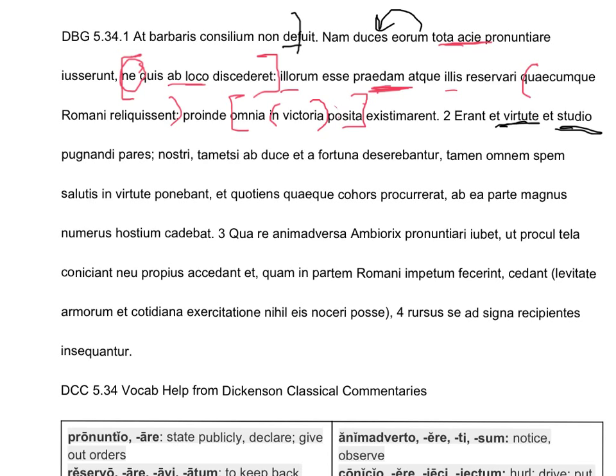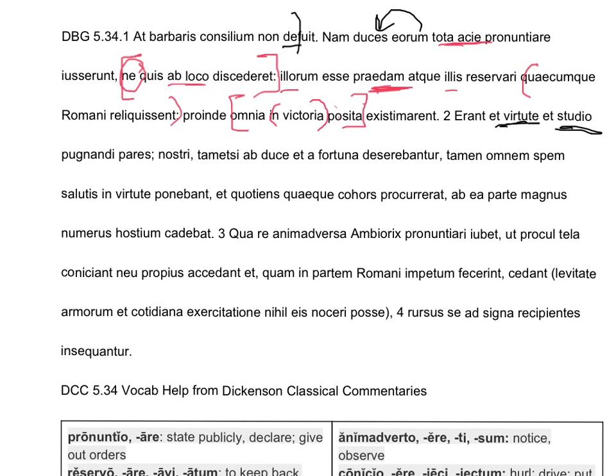So the subject here has changed. It's not just the barbarians anymore, but it's the barbarians and the Roman soldiers. So apparently Caesar's saying that this was a really close battle. How could that be? I thought the Romans were highly outnumbered and in a bad spot. Well, Caesar is going to explain why.